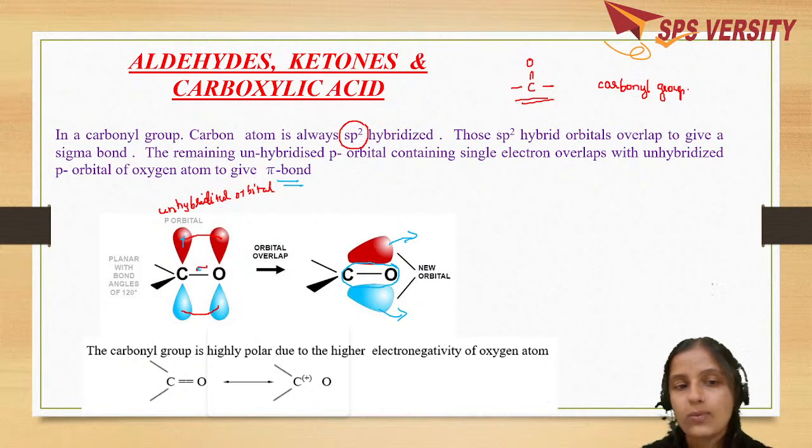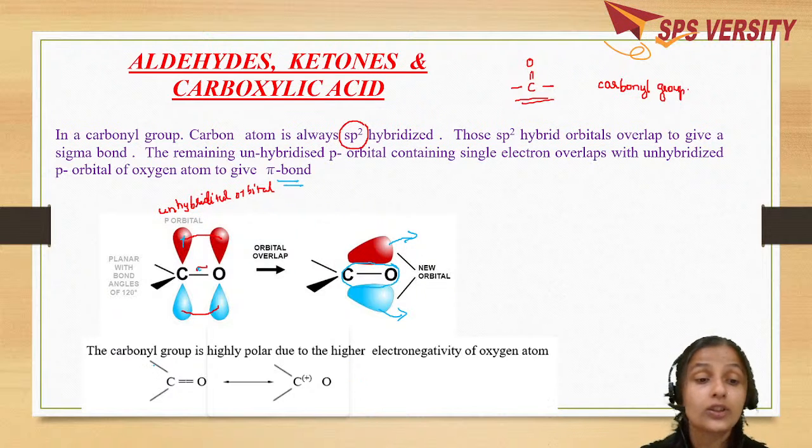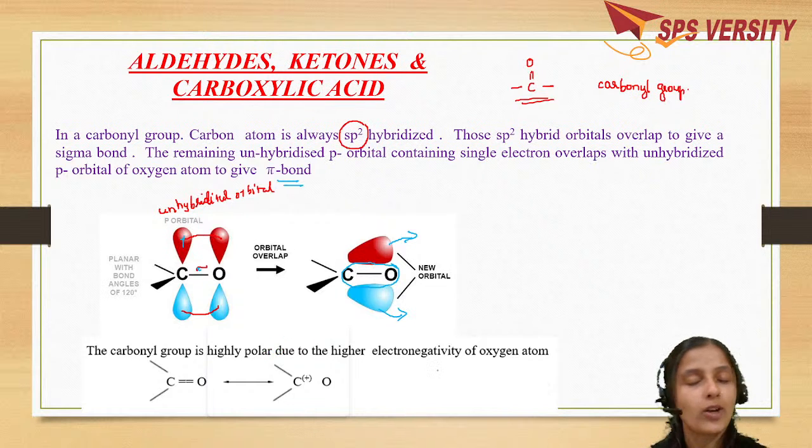So after this, what we have is C double bond O, where the oxygen is more electronegative compared to carbon. This is why this is called a polar bond. What exactly is a polar bond? As you all know, a polar bond is a bond formed between two different atoms which differ in their electronegativities. So because of which one develops a partial positive charge, the other one develops a partial negative charge.